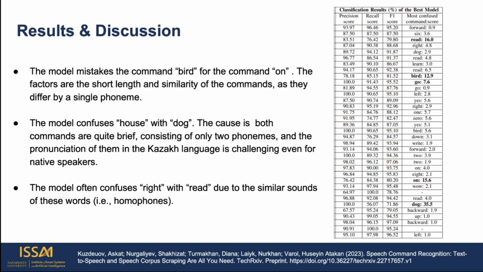The primary cause for this confusion is that both commands are quite brief, consisting of only 2 phonemes, and pronunciation of house, which is y, in the Kazakh language can be challenging even for native speakers. Consequently, many people pronounce this word differently, leading to model confusion. Furthermore, the model often misclassifies write, onga, and read, oqa, due to the similar sound of these words.